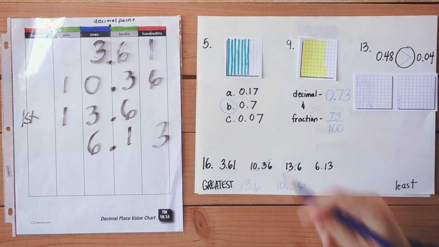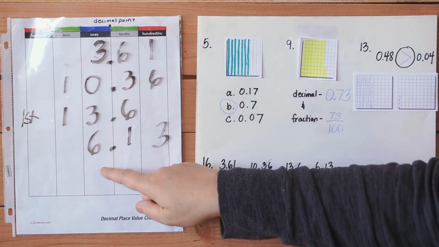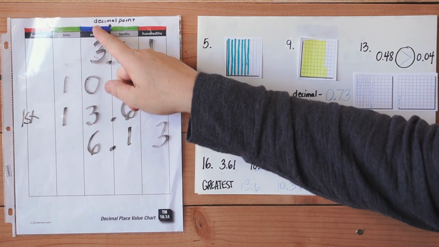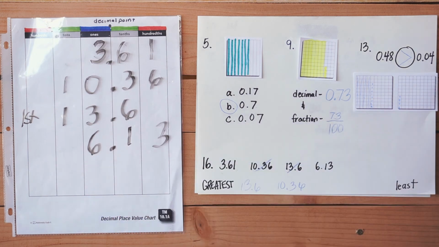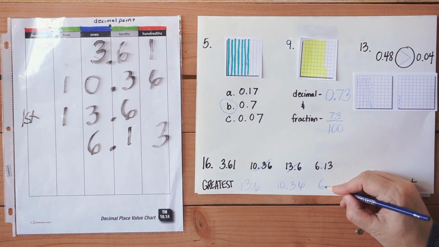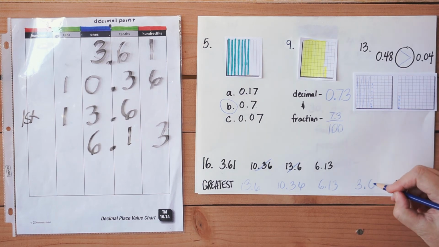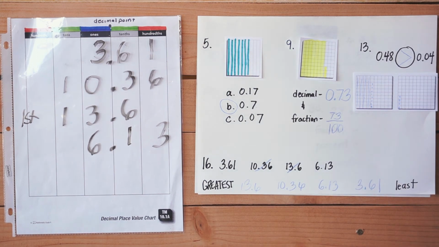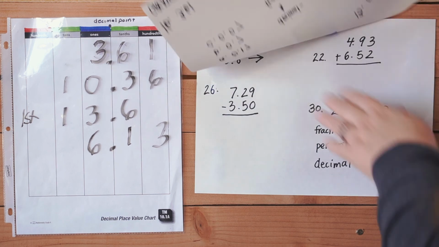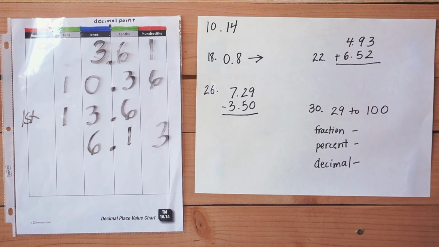10.36. Now let's compare our 3 and our 6. Which one's bigger? Well, with 3 ones or 6 ones, we know it would be 6 ones. And then finally, we'll end with 3.61. So that's greatest to least. Again, read the direction because some of you might have tried to do it least to greatest. All right, let's do another paper here.